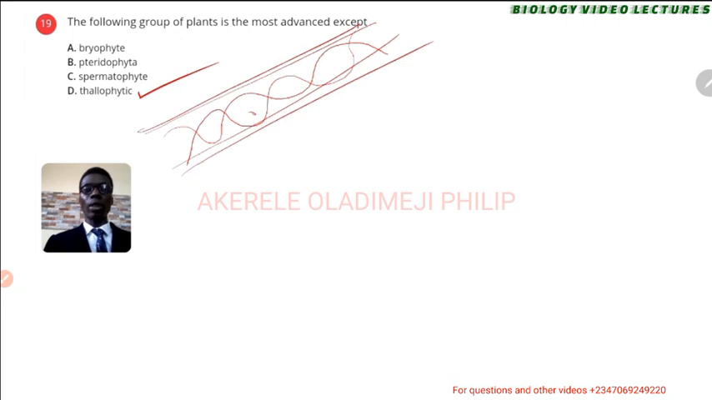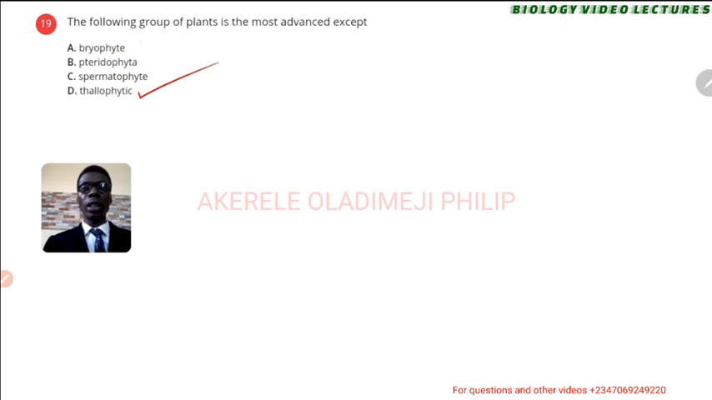So if I was going to put this in hierarchy, this is number one, followed by bryophyte, followed by pteridophyte, followed by spermatophyte. That's like from the simplest to the most complex. So one is simplest, four is the most complex or advanced, so to say.